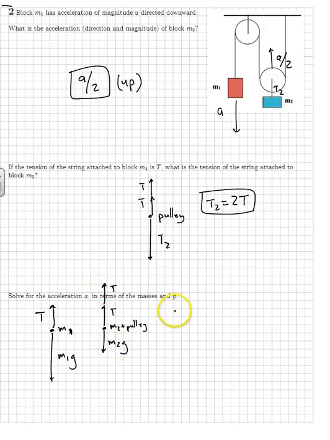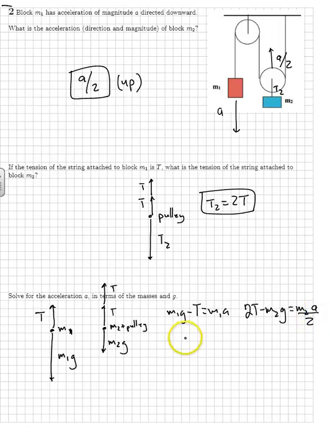So we want to pick our direction of positive wisely so that all the accelerations are positive, because when this one accelerates down, that one will accelerate up. Those are linked. So M1G minus T is M1A, and 2T minus M2G is M2A over 2, because we decided that that acceleration was equal to A over 2. And this is what's going to make our problem a lot easier, is that realization. That helps us out with the algebra quite a bit.